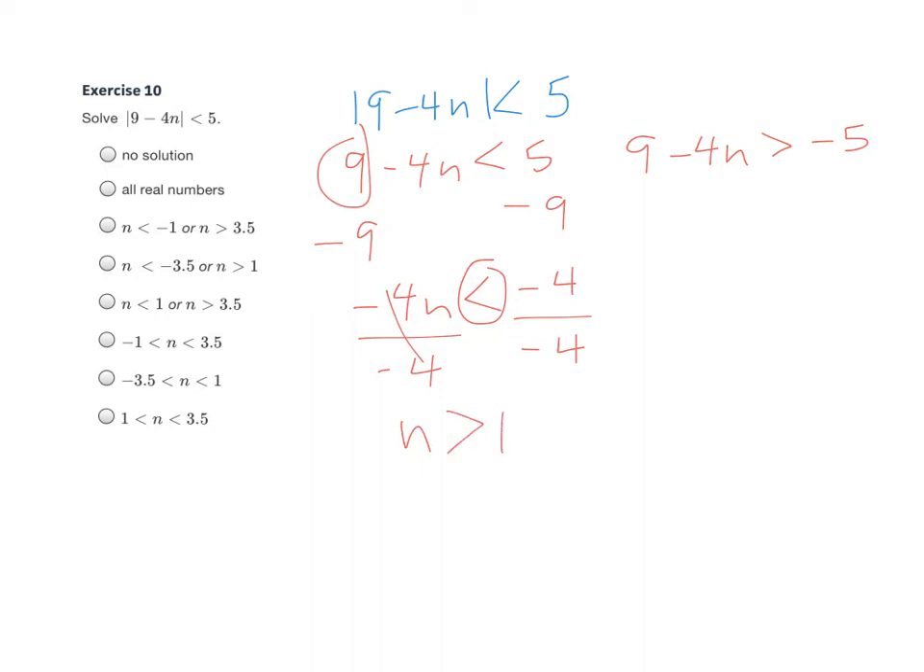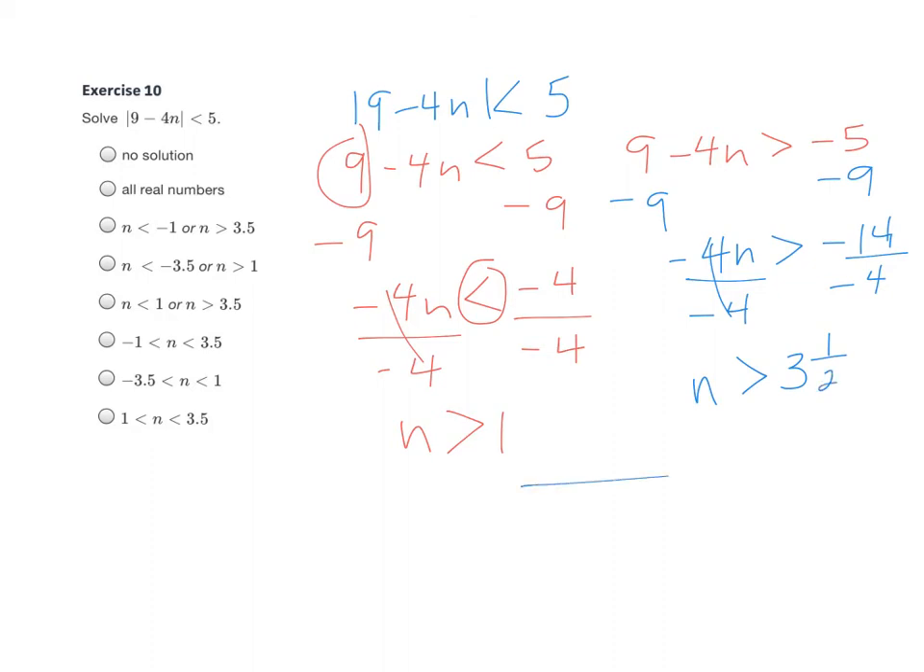Over on the other side, if I minus 9 from both sides, I get -4n is greater than -14. Divide both sides by -4. And we have to flip the inequality again, so I'll get n greater than a positive, let's see, 3.5. So I'm going to graph it. I've got 1 here. I've got an open circle going to the right.